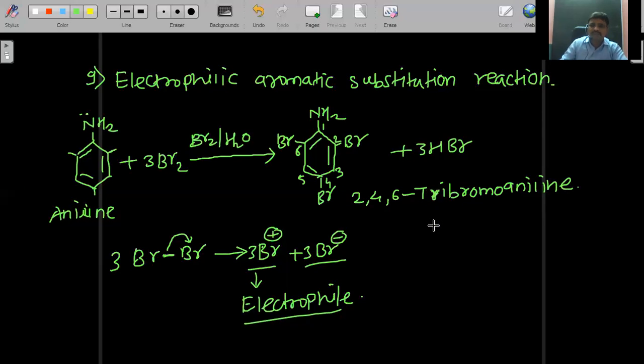Here excess of bromine is taken. If excess of bromine is taken, then attack takes place at ortho and para positions.